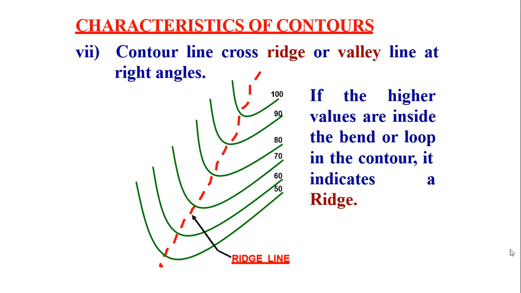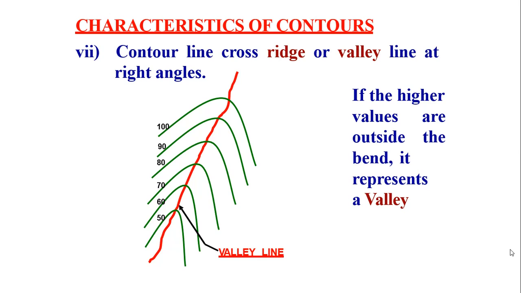Okay. So, next is when the contour lines cross a ridge or valley line at right angles, if the higher values are outside the bend, it represents a valley. So, basically these are some characteristics of contours.